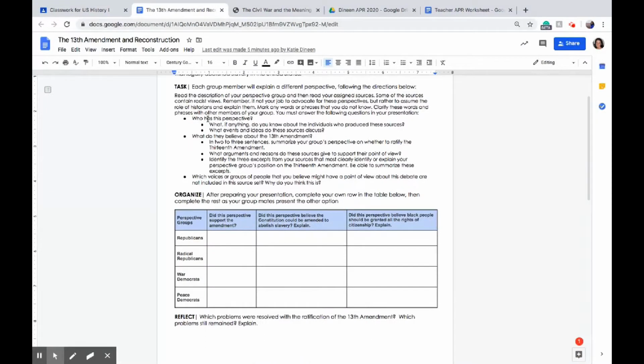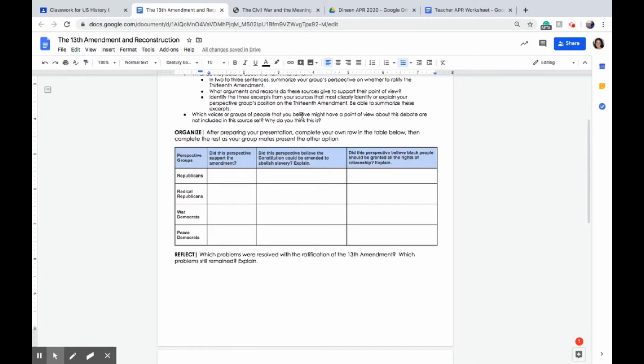In that presentation, you have to make sure you address these questions listed in the middle of your worksheet. You have a couple different options for answering these. You can either answer them right in the text, right on the worksheet, or you can do it on a separate document and submit that along with this worksheet.